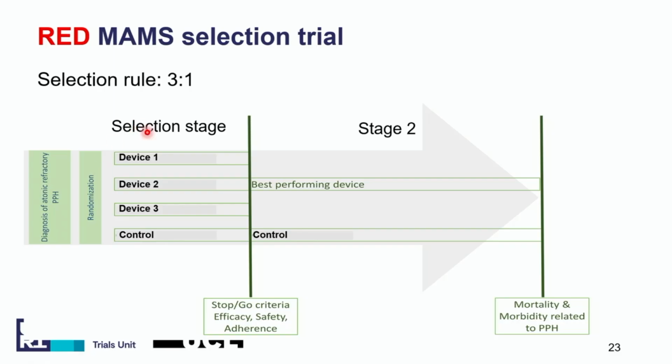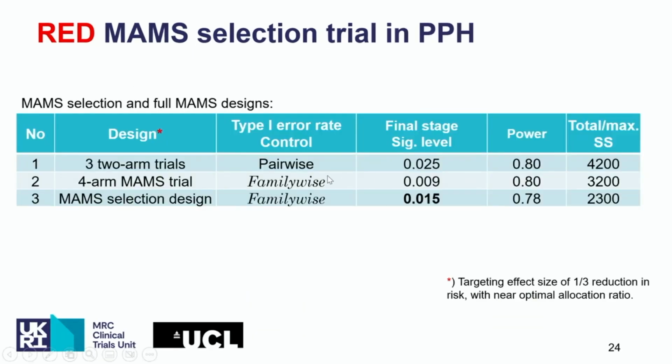We have a selection stage. We start with 3 comparisons, and then select the best performing arm and continue. And at the end of stage 2, we test the efficacy and include all data from the selection stage as well. So let's have a look at some comparisons.